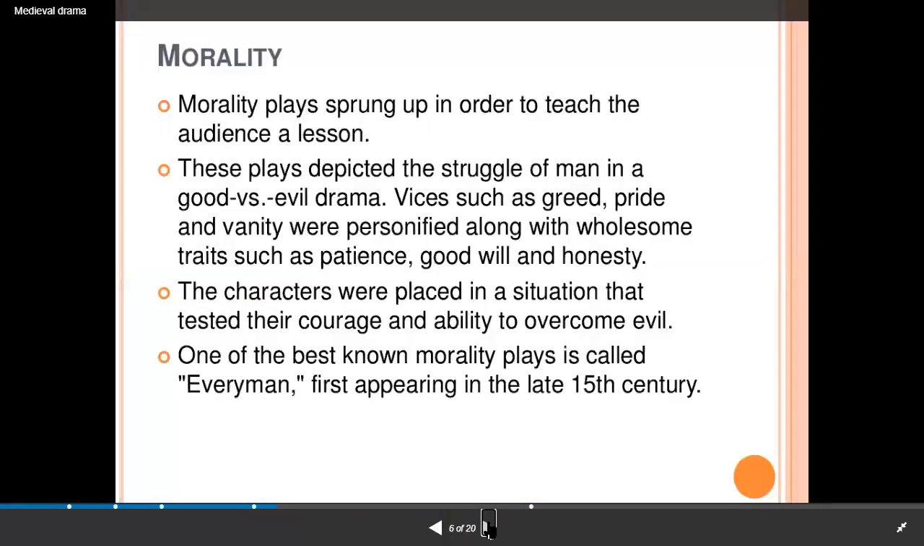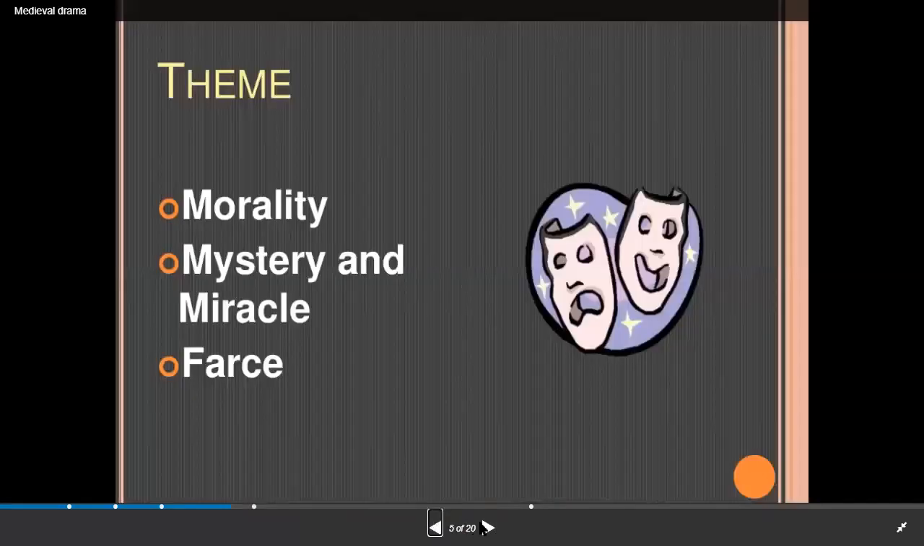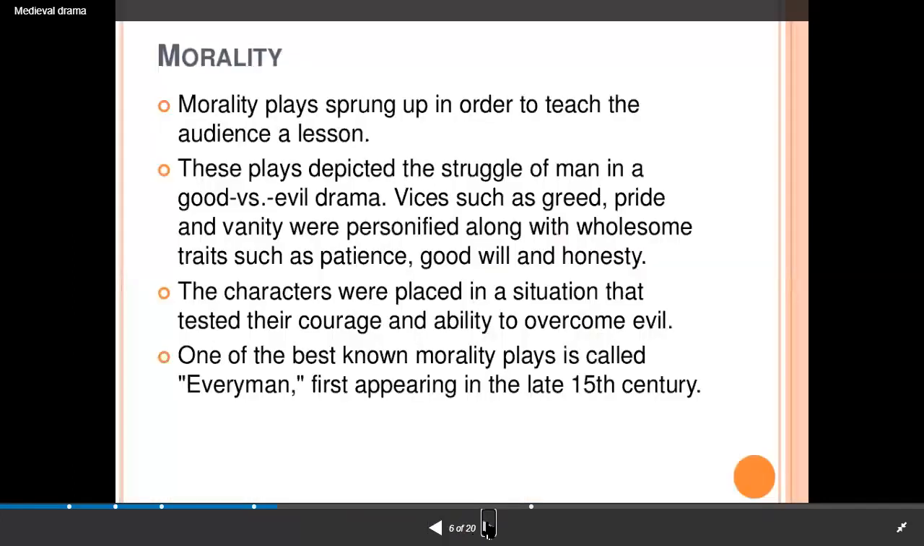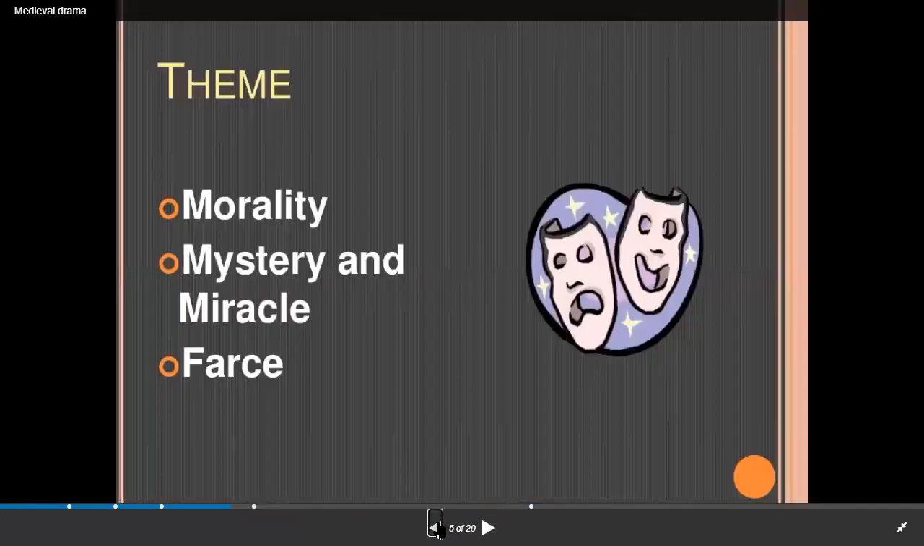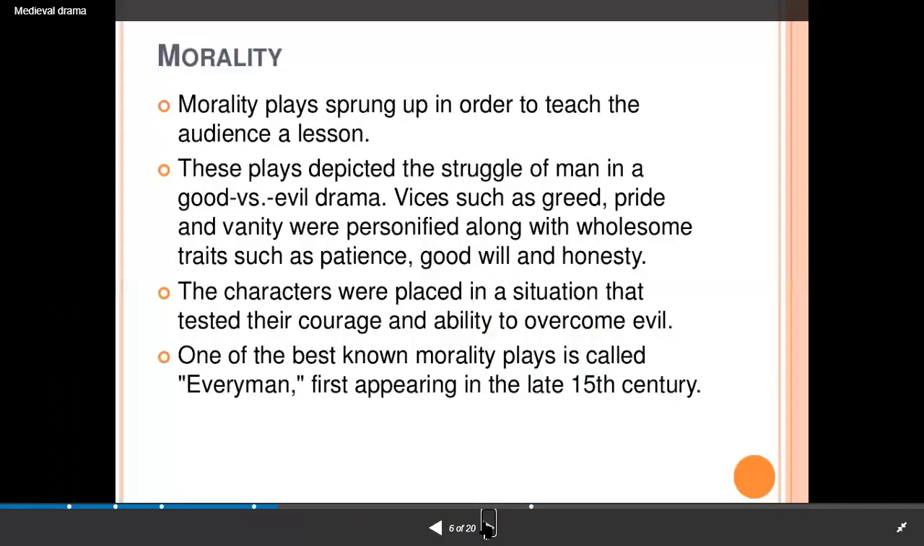Okay, first of all, we are going to have a look at morality plays and mystery plays. So: morality plays, mystery and miracle plays, and then farce. Morality plays sprung up in order to teach the audience a lesson. These plays depicted the struggle of man, good versus evil. We have to discuss vices, virtue versus vice.